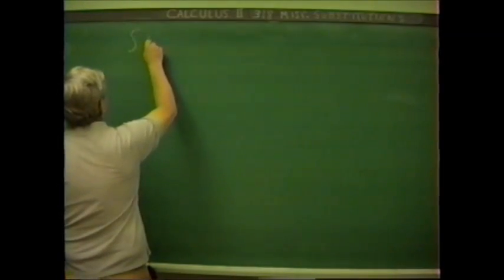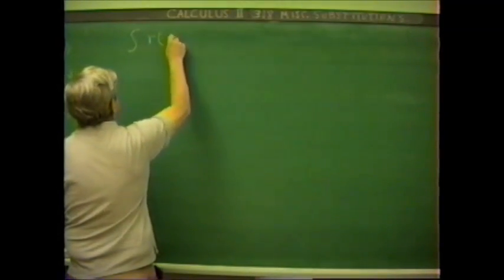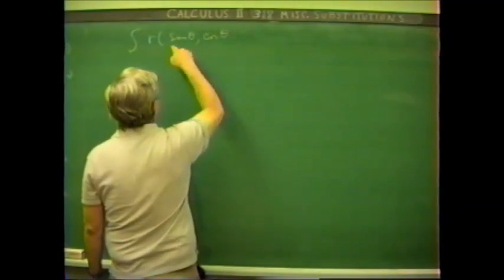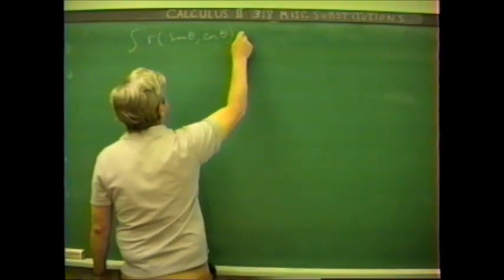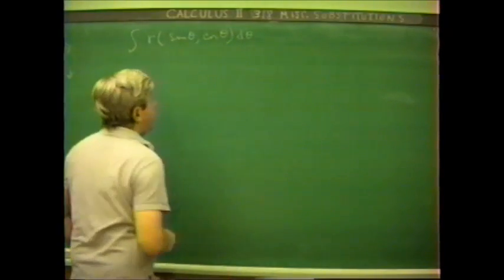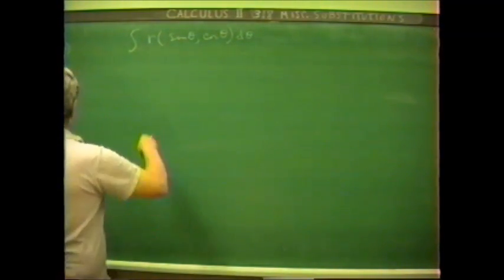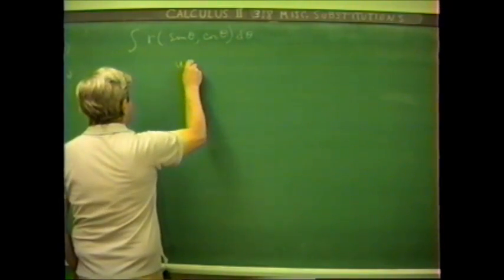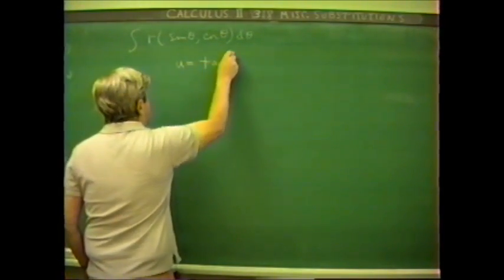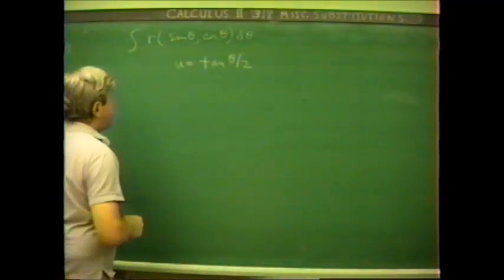Okay, we want to take a look now at the situation where you're looking at some sort of a rational function in sine theta and cosine theta, where instead of x's, there are sines and cosines of theta with respect to theta. And now there's really a systematic substitution here that will work on this and make it into, however messy, a partial fractions problem. And that substitution is to let u equal tangent theta over 2.